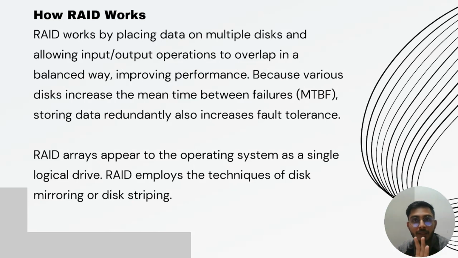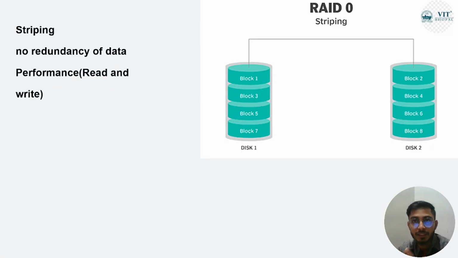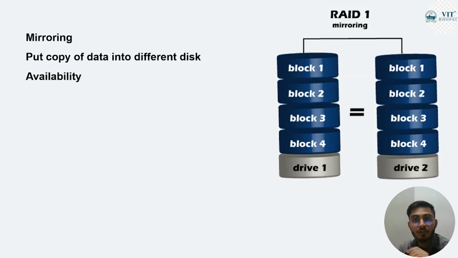In this, you have to remember there are two types of techniques: mirroring and striping. You can explain this with an example. In RAID 0, striping means we divide data into two different disks. Performance is increased because as data is divided into two parts, you can access both disks simultaneously. This will increase performance.